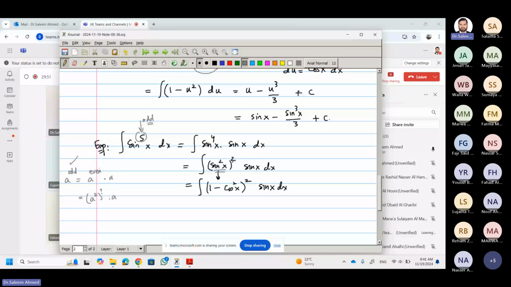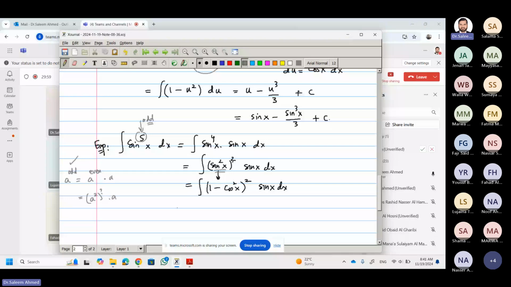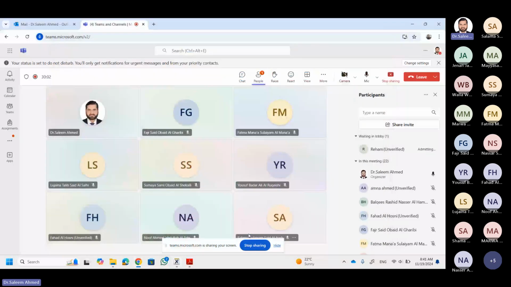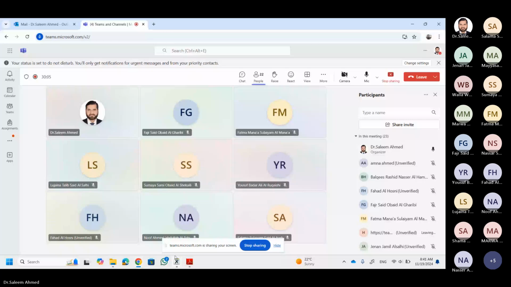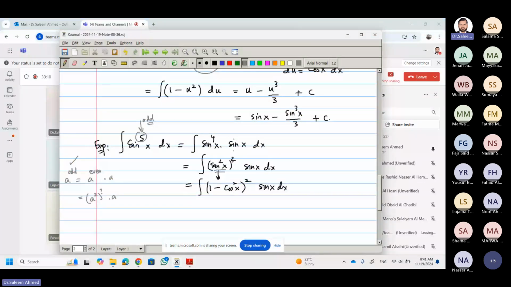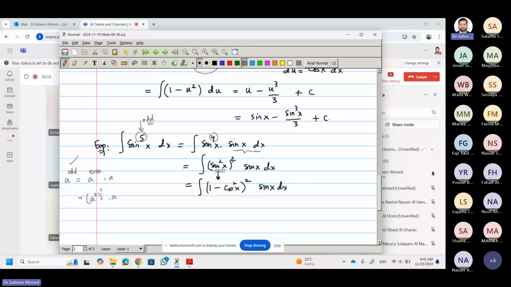But if an even power is given, I will not split it. If sine 4x is given and I split it, it becomes sine 3 into sine. And sine 3 is not good, because I have to split one power separately with dx every time. And if it is an even power, this will become odd. If this is odd, I cannot write it as a power of 2.